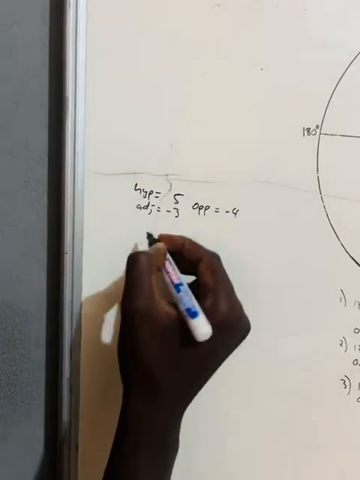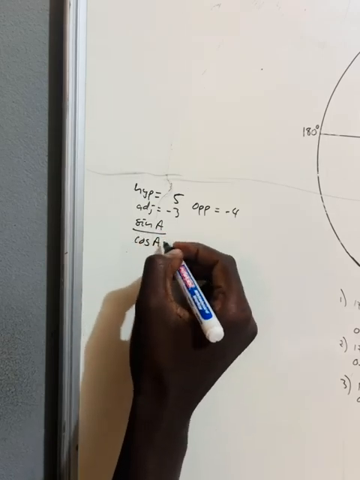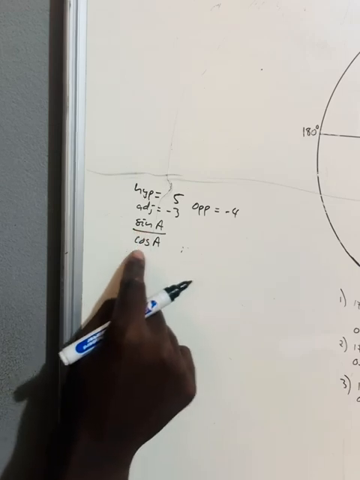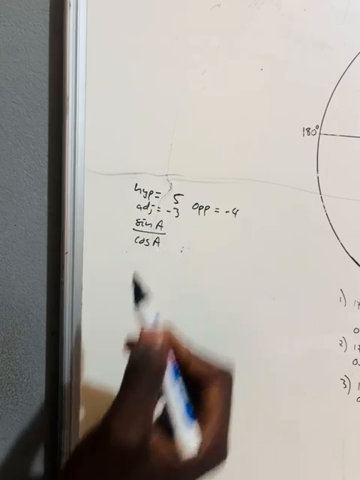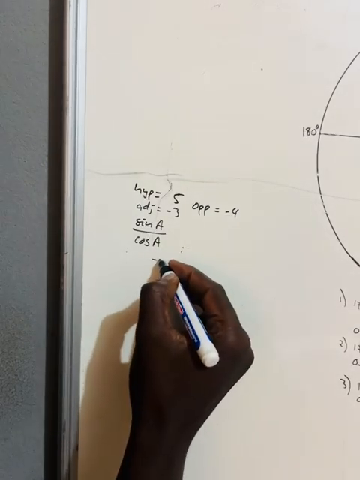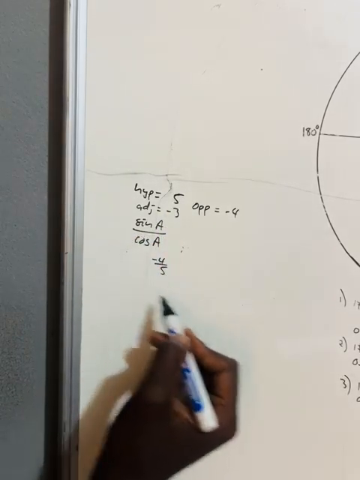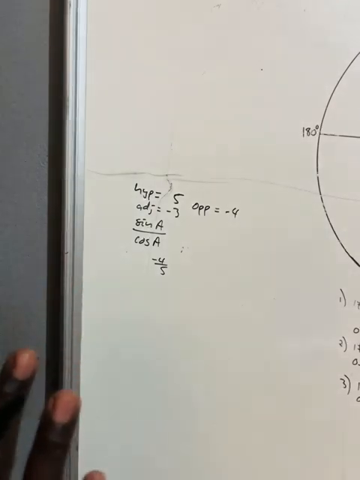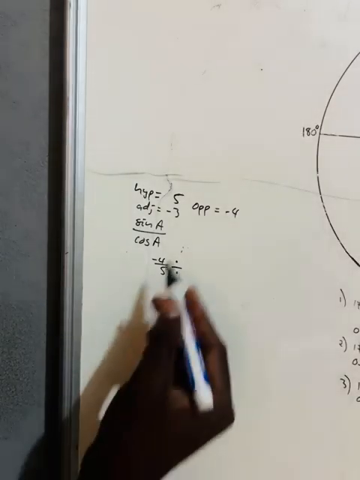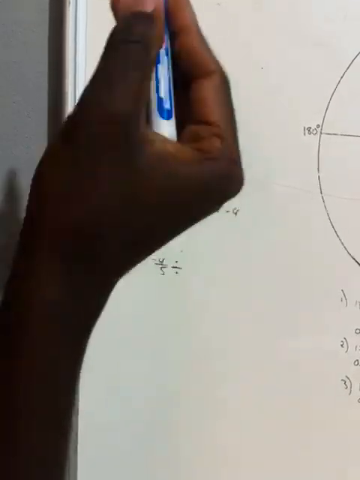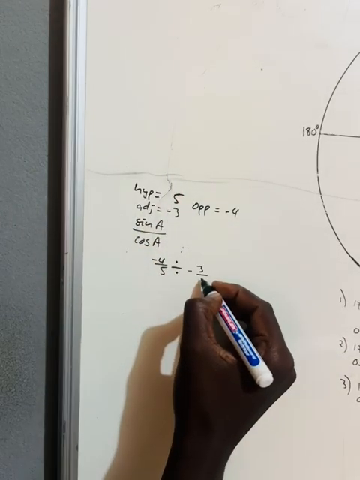And the question is saying sin angle A divided by cos angle A. So when we are dealing with sin, it's opposite over hypotenuse. What is our opposite? Negative 4 over hypotenuse positive 5. Now this is saying divide. I'm not going to use this division here because it will only bring you confusion. I'm going to use the alternative division sign. And then it says cos alpha. Cos is equal to adjacent over hypotenuse. Our adjacent is negative 3, so we've got negative 3 over hypotenuse 5.